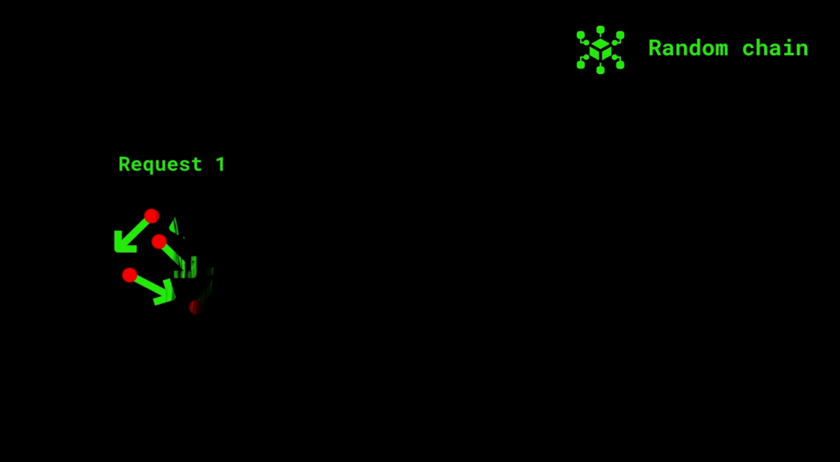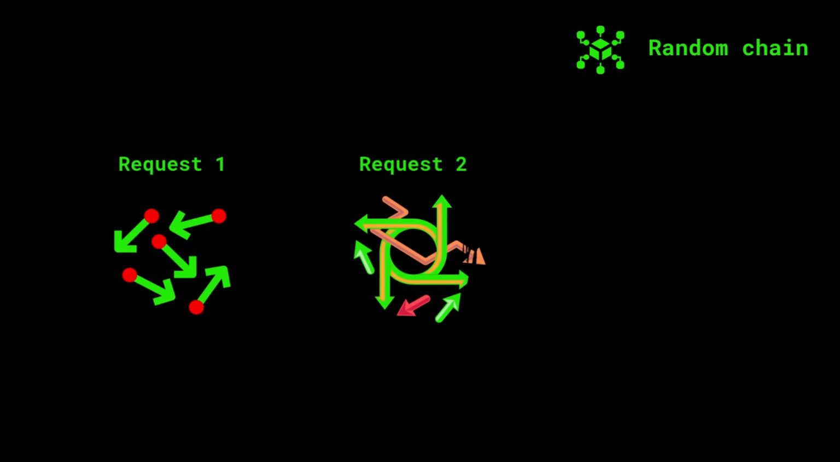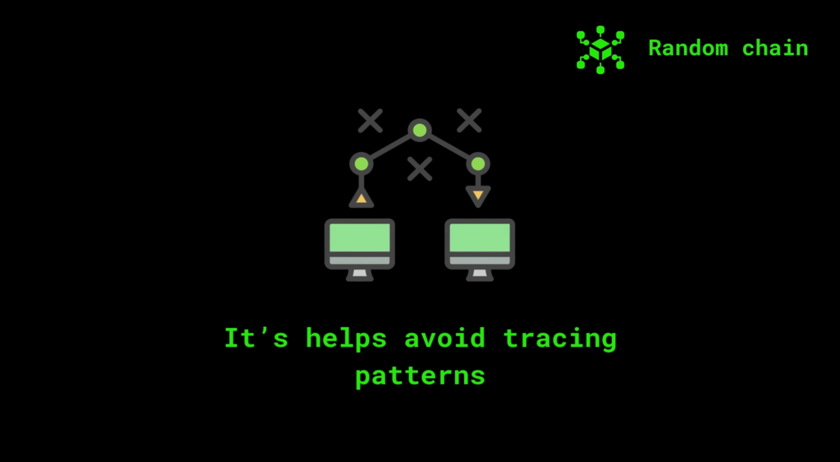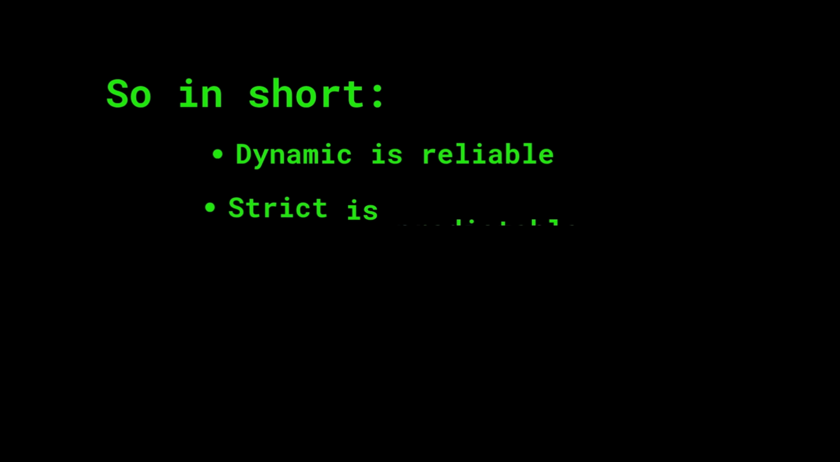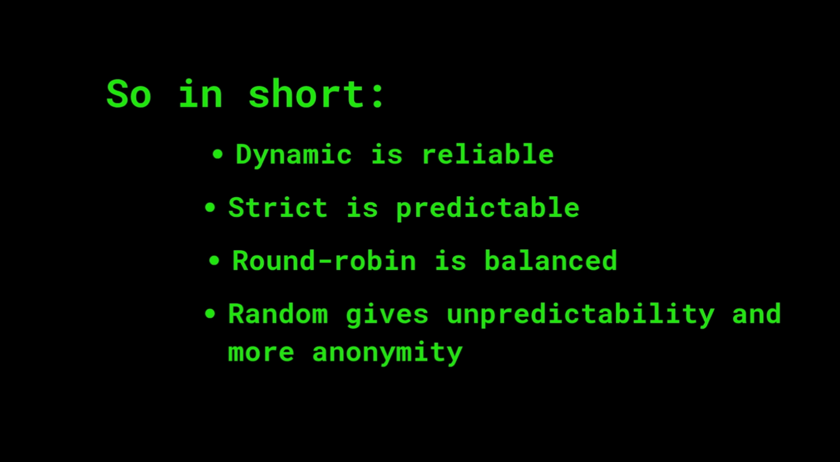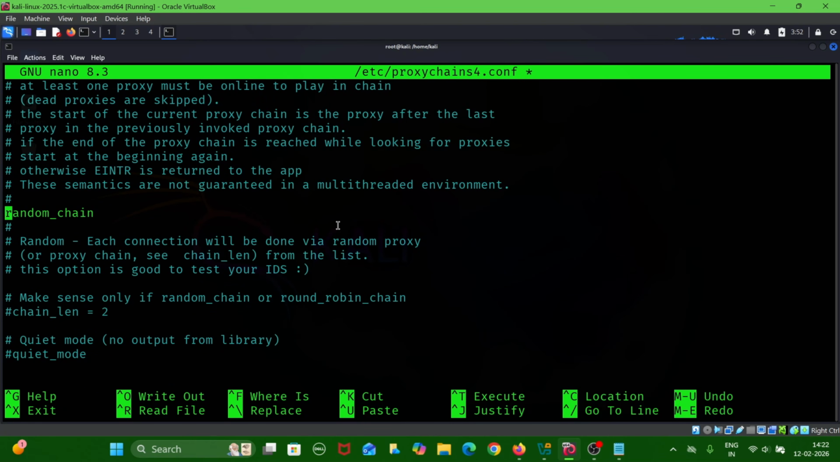Random chain picks proxies in a random order for each request. It adds unpredictability and helps avoid tracing patterns, great for extra anonymity. So in short, dynamic is reliable, strict is predictable, round robin is balanced, and random gives unpredictability and more anonymity. I'll just enable the random chain.